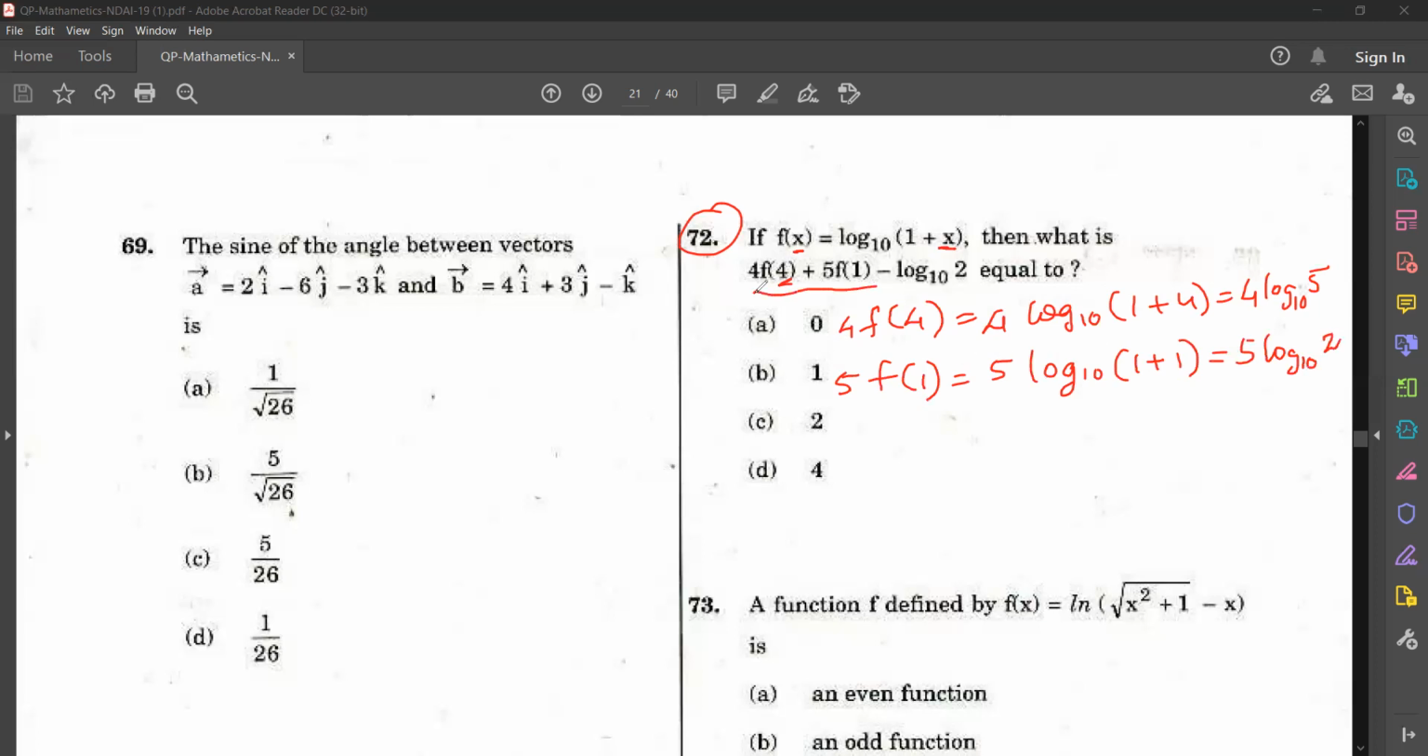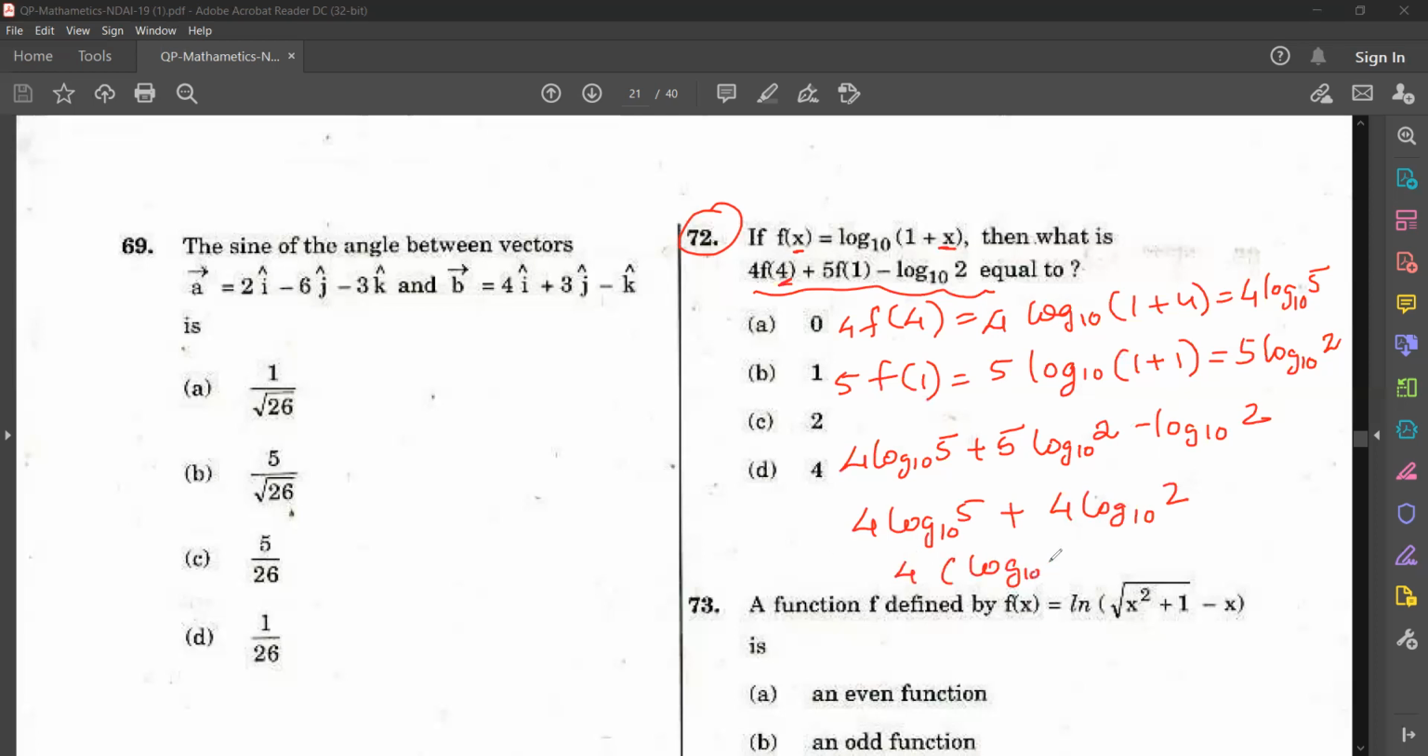So now I'm going to substitute here. 4 f of 4 is 4 log to the base 10, 5 plus 5 f of 1 is 5 log to the base 10, 2 minus log to the base 10, 2. So that is 4 log to the base 10, 5 plus 5 minus 1, that is 4 log to the base 10, 2. Now if I take 4 common, this will become log to the base 10, 5 plus log to the base 10, 2. Now tell me what is log A plus log B? That is nothing but log AB, isn't it?